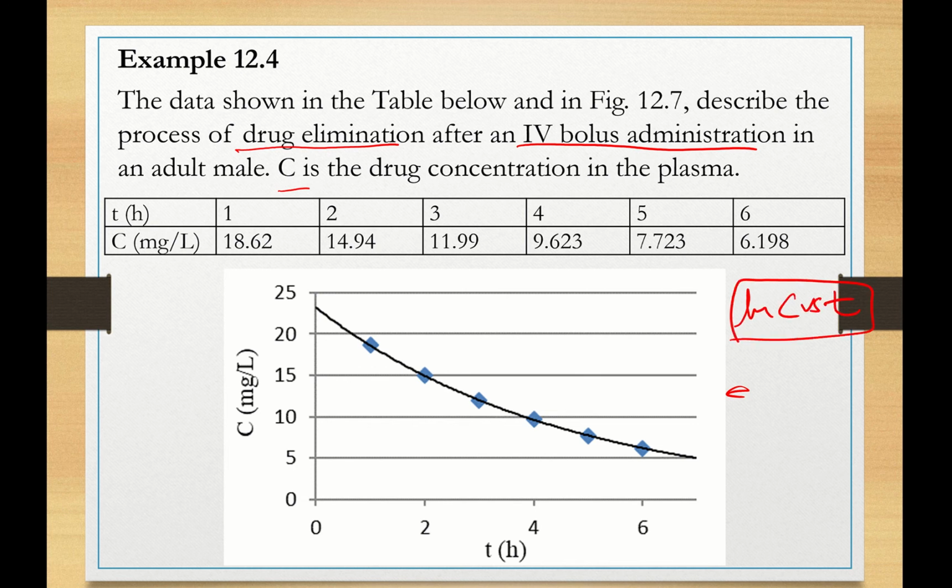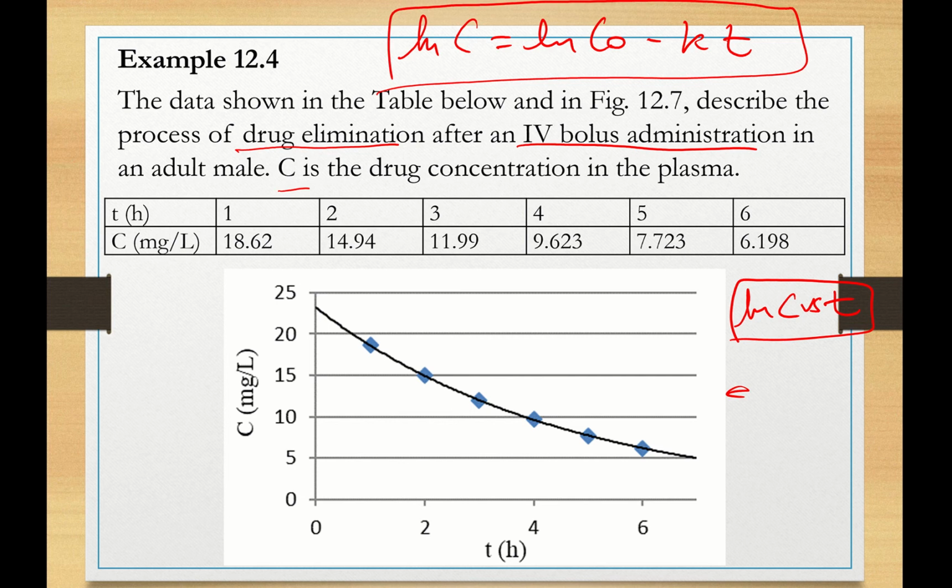Because remember, our equation now is ln C is equal to ln C0 minus KT. If the plotting of ln C versus T is a line, that means your process is a first order process. Obviously, we have an exponential decay here, so this process is not a zero order process, but we still need to make sure that it is a first order process.